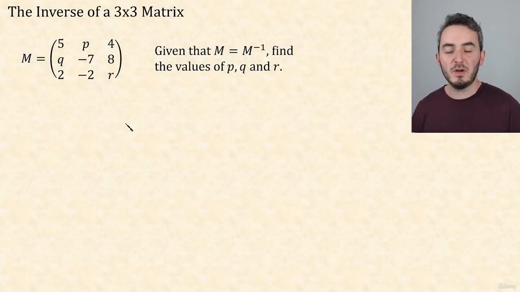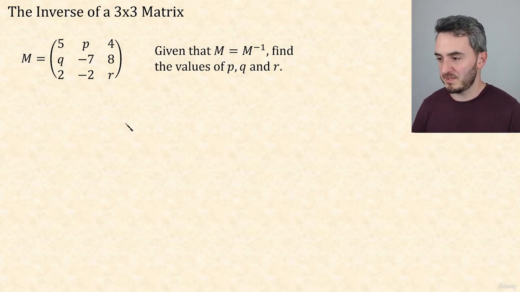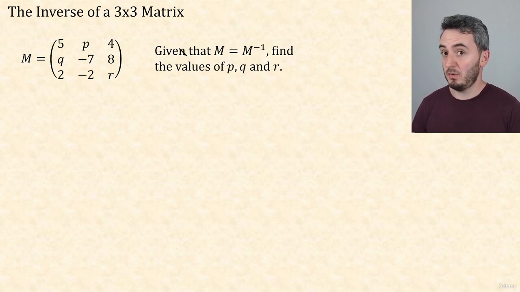In this video, we're going to apply what we've learned about finding the inverse of a 3 by 3 matrix to some problem solving and exam style questions. So here's a matrix with three unknowns, P, Q and R. Now it says, given that M equals inverse M, find the values of P, Q and R.